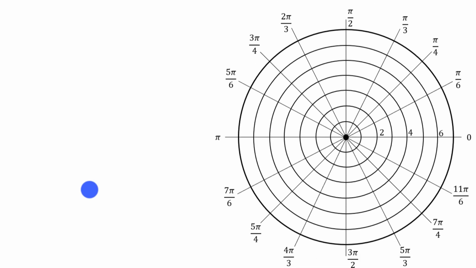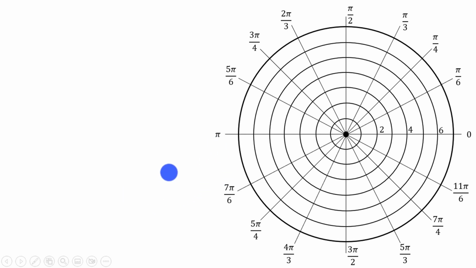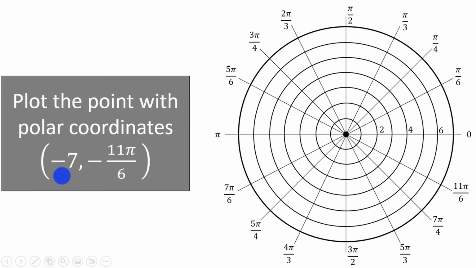And I guess there is one more, so let's do this last one here. Let's plot the point with polar coordinates -7, -11 pi over 6. Okay, well, let's first start out by finding where -11 pi over 6 is. -12 pi over 6 would be one complete rotation of the circle, all the way around in the clockwise direction. So -11 pi over 6 must be pi over 6 less than one full rotation. So this would be -12 pi over 6 all the way around. We must be 1 pi over 6 less than that, which would be coterminal with pi over 6.